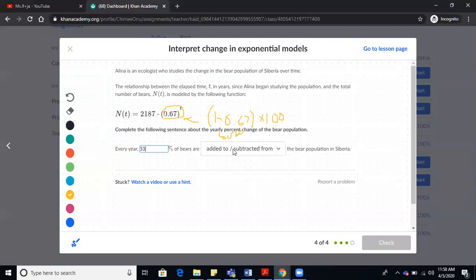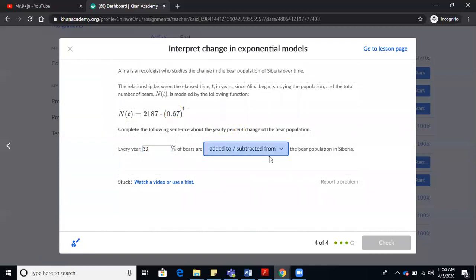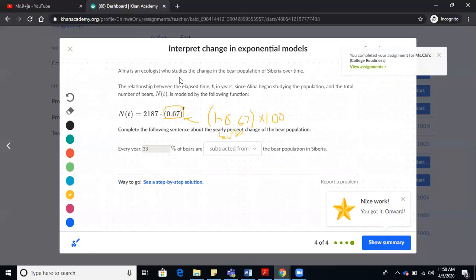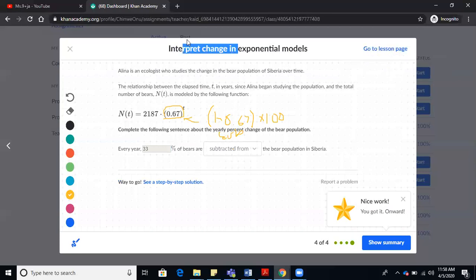So 33%, and I can click down here. This is less than 1, so it's going to be subtracted from. And that's how you do interpret and change. That's how you would do this one right here, interpret and change in exponential numbers. This is only the one that has interpret and change in exponential models, not with manipulation, just interpret and change, and the years is still the same. It's still the same every year, okay?